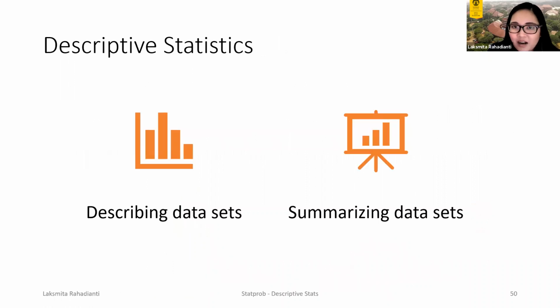Okay, up until here, that is actually halfway through the descriptive statistics material. Does anyone have any questions?